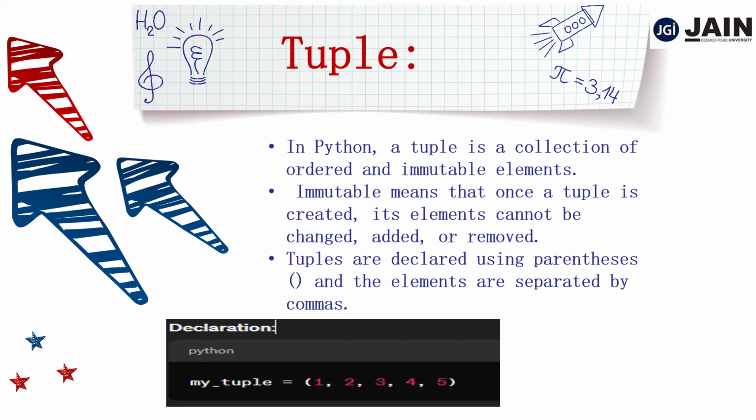Tuple. In Python, a tuple is a collection of ordered and immutable elements. Immutable means that once a tuple is created, its elements cannot be changed, added, or removed. Tuples are declared using parentheses and the elements are separated by commas. Example, my tuple equal to in brackets 1, 2, 3, 4, 5.